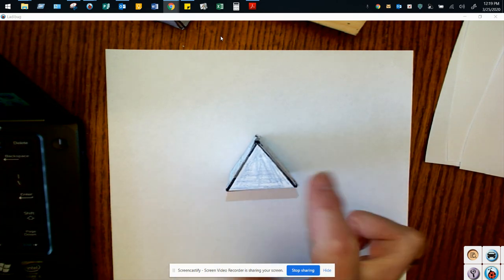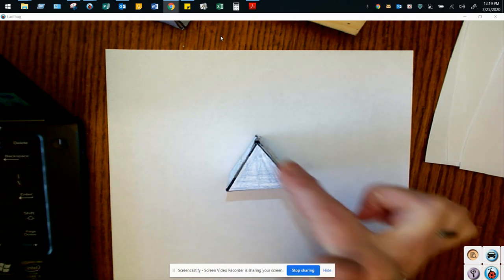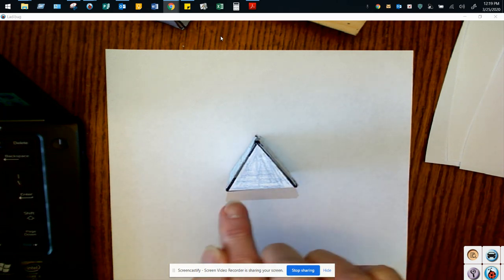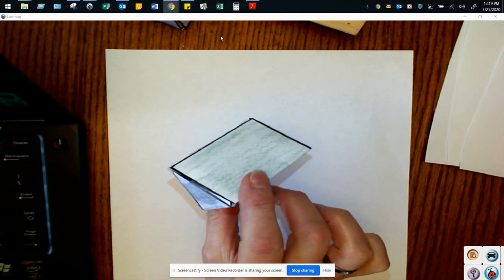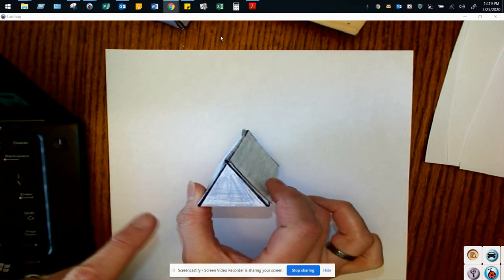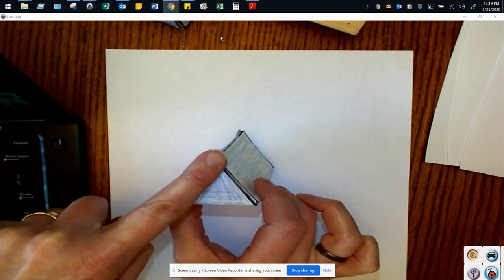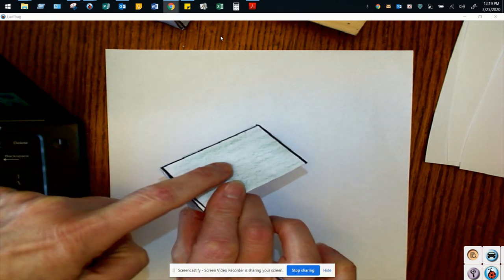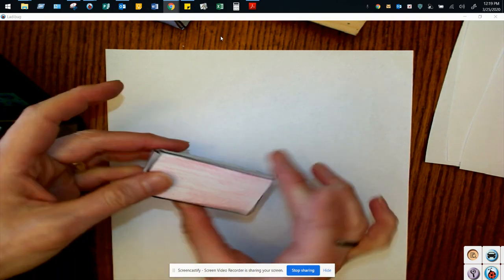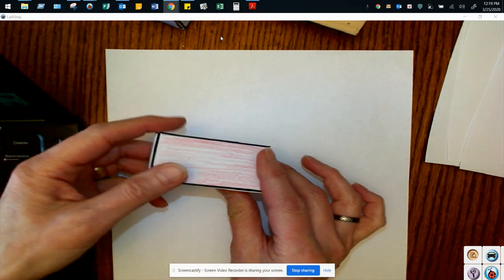I know at this point I've got an isosceles triangle. These two sides are the same. This one is not. So when I look at which ones are going to have sides that are the same, because this side and this side are congruent, I know that this rectangle and this rectangle are going to be congruent, but this bottom one is not. So I've got to keep an eye on that.